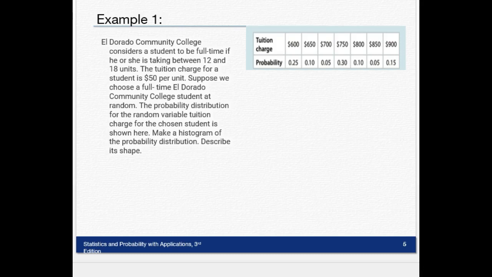So this is a two-part question. The first one is drawing the histogram, and then I have to describe it. We'll come back to that part in a minute. Well, let's first draw our histogram, okay? So we know we have a vertical axis and we have a horizontal axis. Along the horizontal axis is going to go our tuition cost. So I'm going to label it. And along the vertical axis is going to be the probabilities.